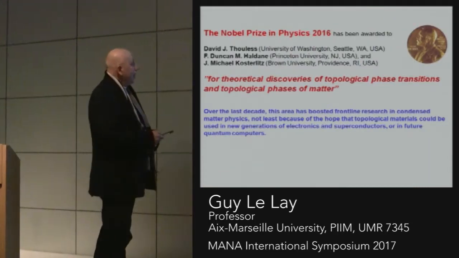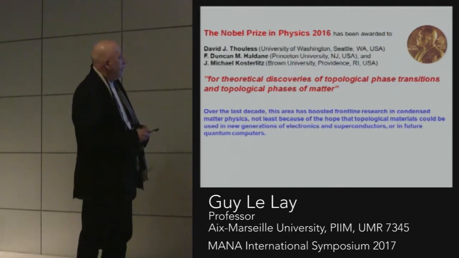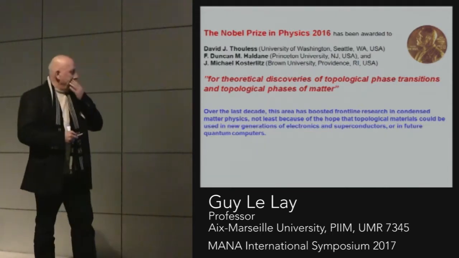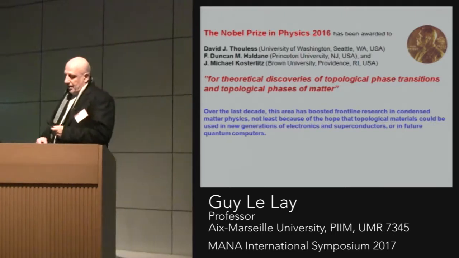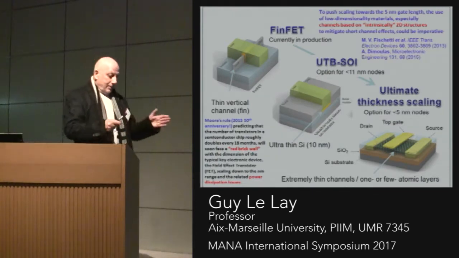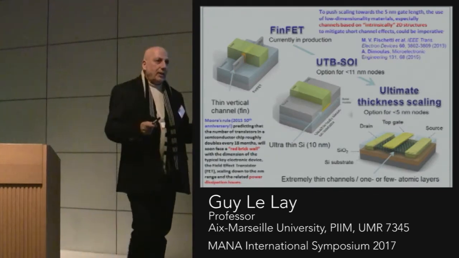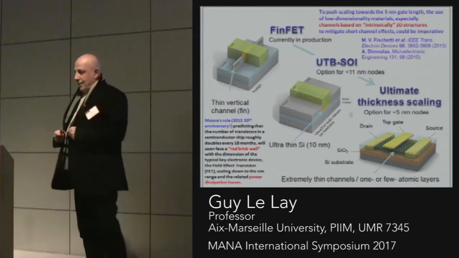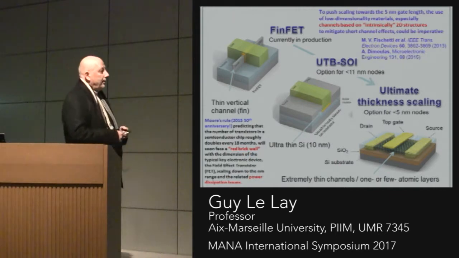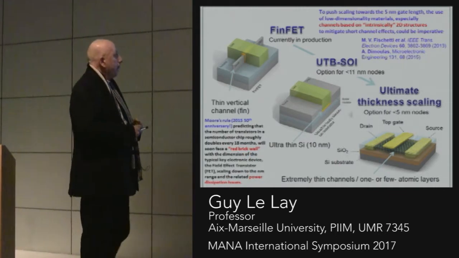Last year, the Nobel Prize was awarded for the discovery of topological phase transitions and topological phases of matter. And indeed, this is a very, very promising field. In a sense, those novel 2D materials combine the advantage of graphene's honeycomb topology with the 2D or maybe 1D topological insulator state.